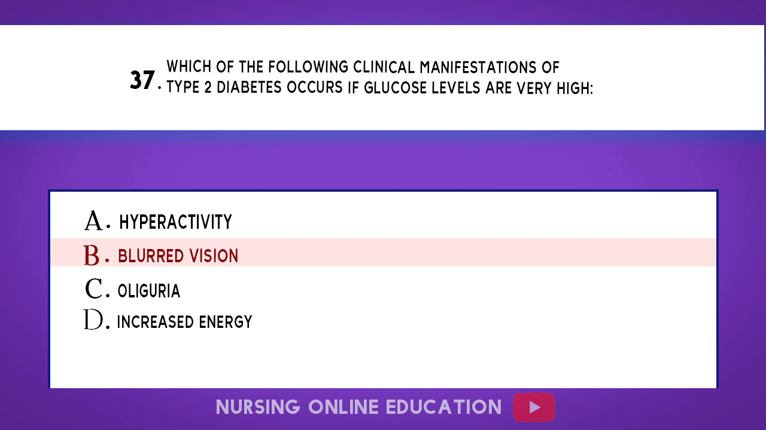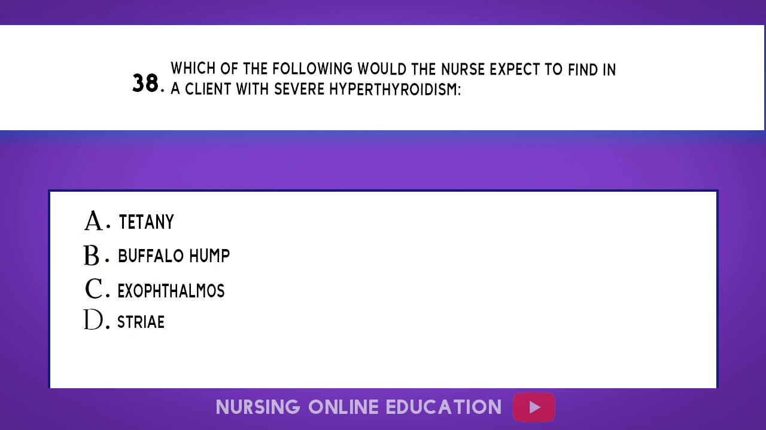The answer is option B. Blurred vision. 38. Which of the following would the nurse expect to find in a client with severe hyperthyroidism? A. Tetany, B. Buffalo hump, C. Exophthalmos, D. Striae.